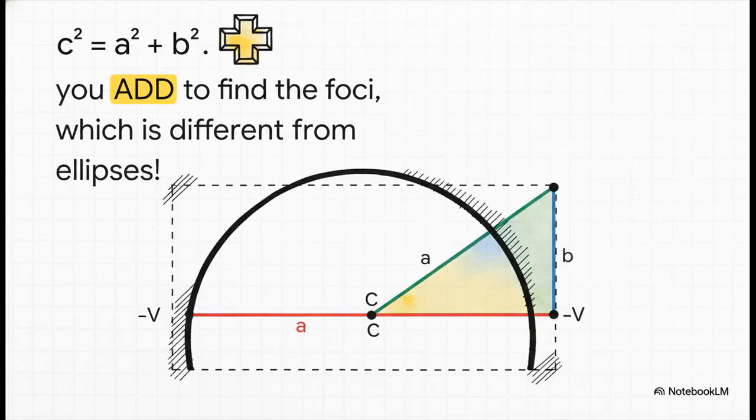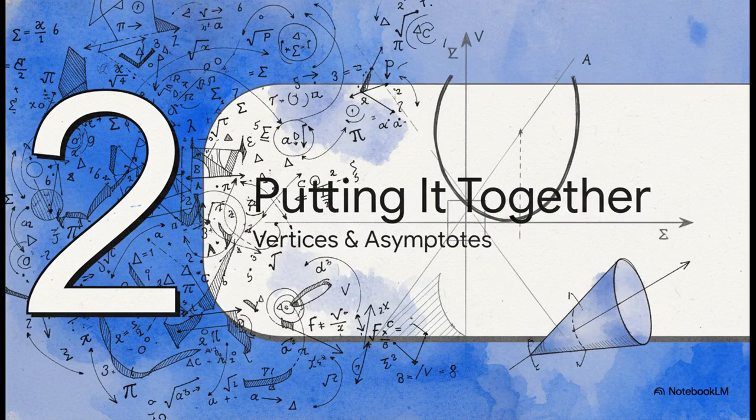Okay, listen up, because this is a huge deal, and it's probably the exact opposite of what you remember from ellipses. With a hyperbola, you add. I'm going to say it again, you add a squared and b squared to find your c squared. This is where so many people trip up. So let's just burn this into our brains right now. Hyperbolas, you add.